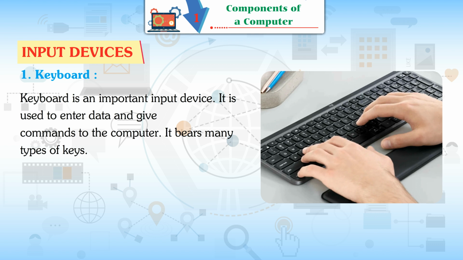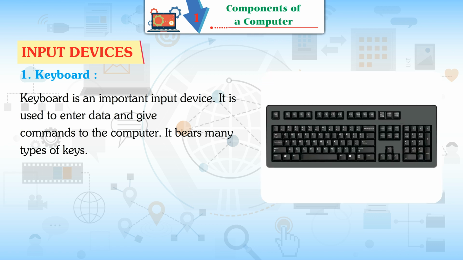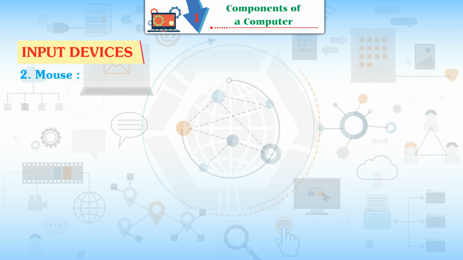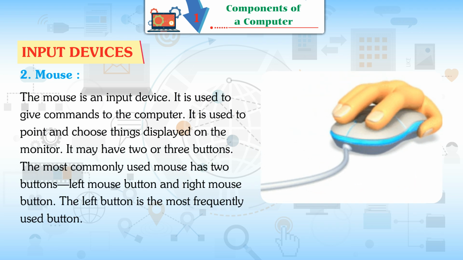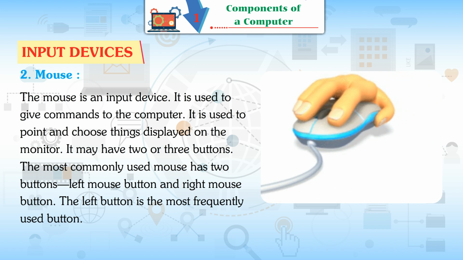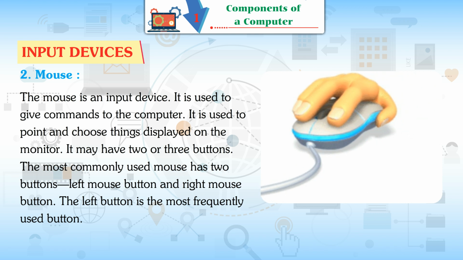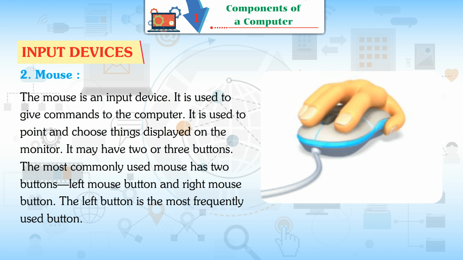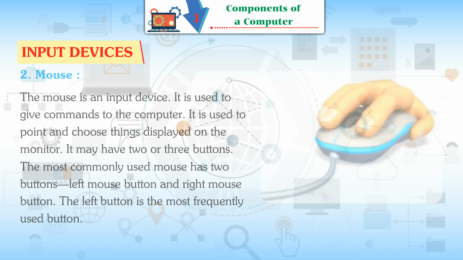Keyboard. Keyboard is an important input device. It is used to enter data and give commands to the computer. It has many types of keys. Mouse. The mouse is an input device. It is used to give commands to the computer. It is used to point and choose things displayed on the monitor. It may have 2 or 3 buttons. The most commonly used mouse has 2 buttons, the left mouse button and the right mouse button. The left button is the most frequently used button.